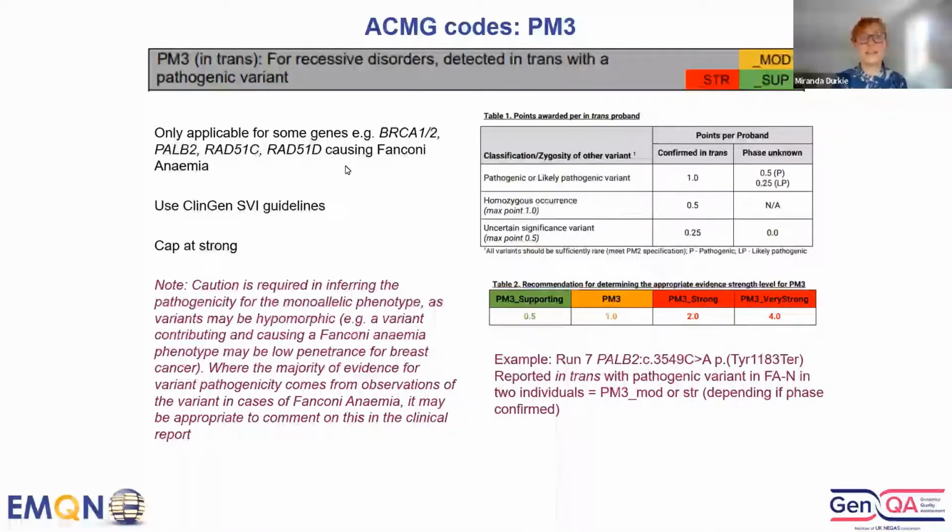This would be any of the genes that cause Fanconi's anemia, or you can also use it for ATM variants with ataxia telangiectasia. We recommend using the SBI guidelines, but we would cap it at strong. The caveat is that you need to be cautious about inferring the phenotype when it's just present in a heterozygous state, if the majority of the observations are seen in the biallelic or recessive state. So just be very careful with that. An example where we used PM3 was in run 7 for this PALB2 variant.